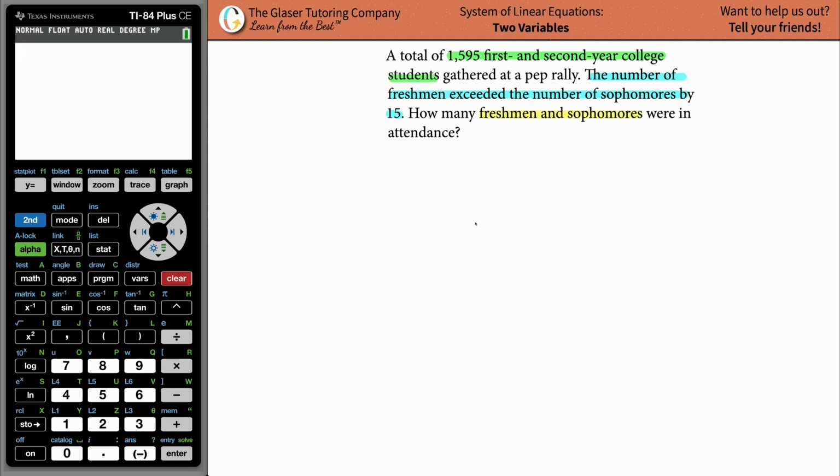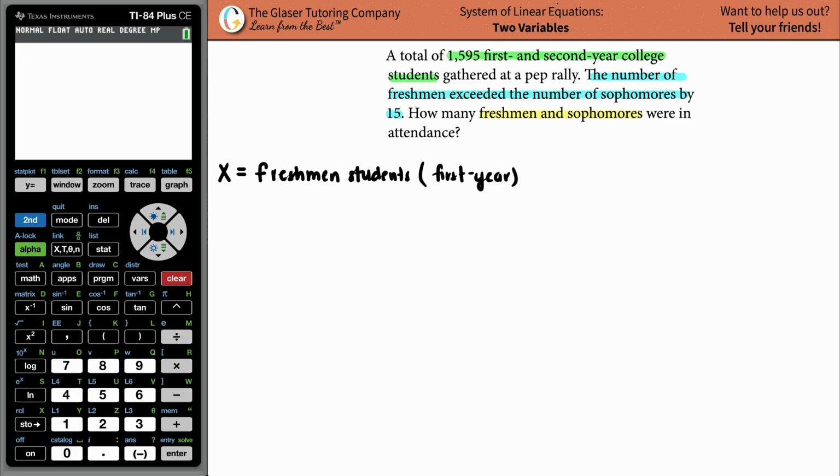So let's start off with our favorite variable, which is obviously X. Now it doesn't matter who you name X, right? You want to name the freshman X? Sure, go for it. You want to name the sophomores X? Go for it. Maybe I'll just start off with the freshmen. So we're going to say X is freshman students. And just know that those are your first year.